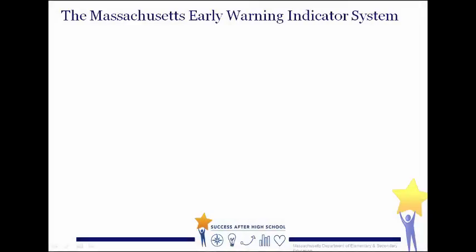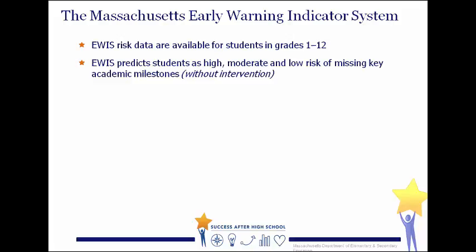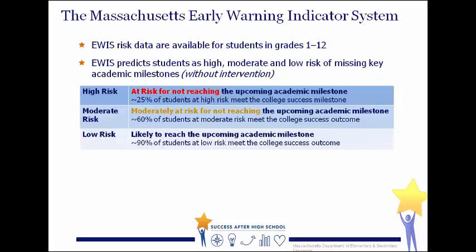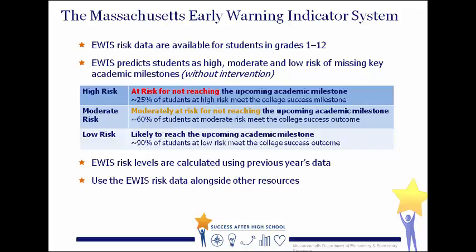Massachusetts Department of Elementary and Secondary Education has early warning risk data available for students in grades 1 through 12. Early warning data are used to predict and monitor students who are at risk of missing important academic milestones if steps are not taken for students to get back on track. The risk levels are generated using student data from the previous year's statewide collections. Together, these data form a collective risk level.